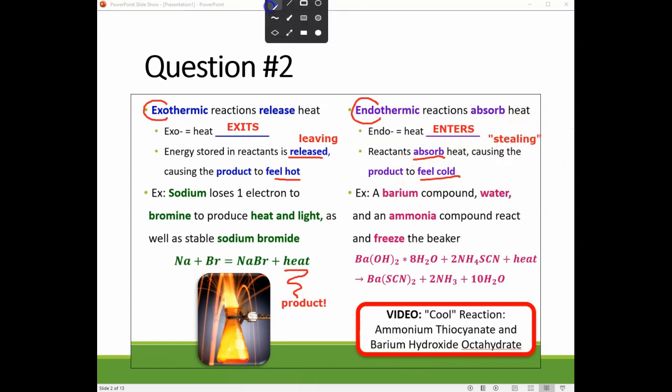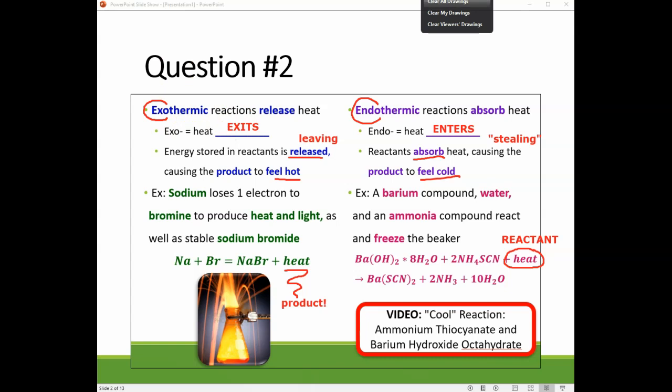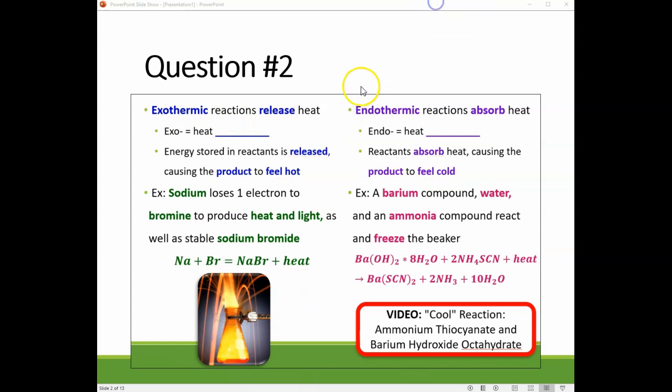So in this case, in order to have an endothermic reaction, the heat actually needs to be on the reactant side. So you can see here that this is something that we are starting with in this reaction, and so heat is going into it. It needs heat in order to occur, and so it's going to steal that heat, and as a result it will end up feeling much colder. All right, that should help you with question number 2. Go ahead and pause the video and continue playing when you're ready.